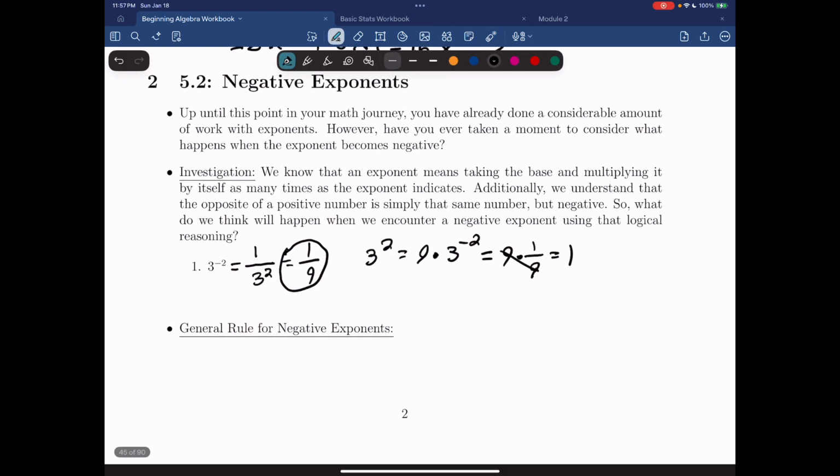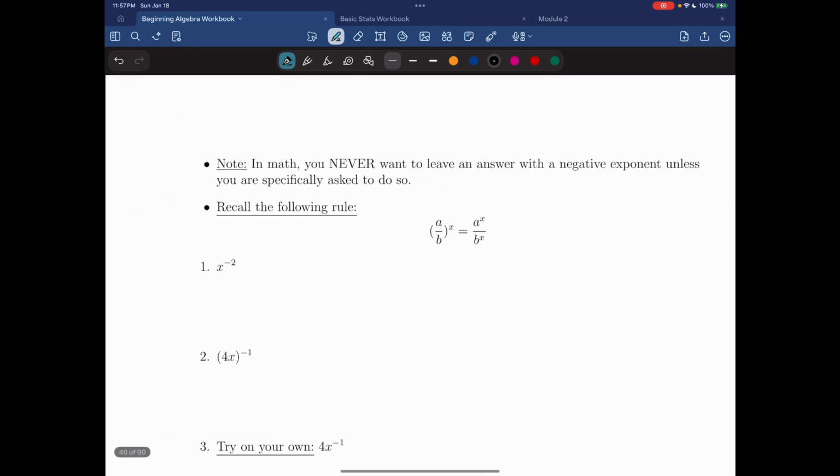So here's the general rule for negative exponents. If we have x raised to the negative a power, that just equals 1 over x raised to the positive a power. And that's it. So with that in mind, let's dive into the following examples. But one thing I want to note before we go into these examples: in math, you never want to leave an answer with a negative exponent unless you are specifically asked to do so.